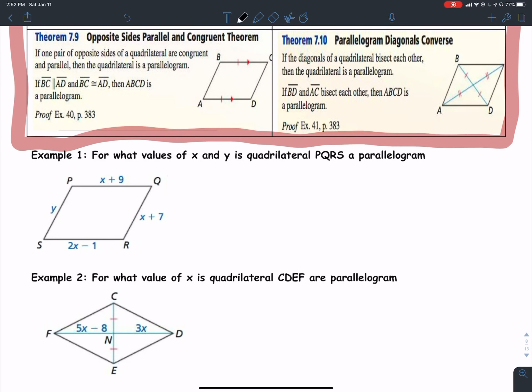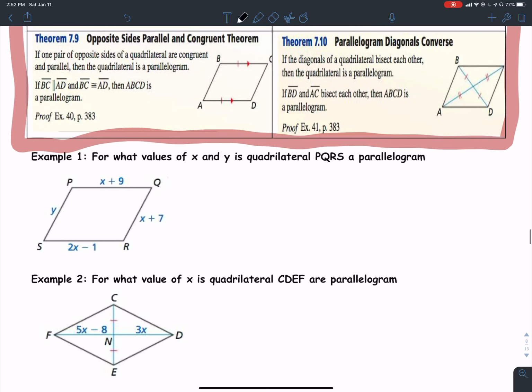Okay, so the first thing we're going to do, it says for what values of x and y is quadrilateral PQR a parallelogram. So we're just going to set these equal to each other. Let's go ahead and change this x to a y. All right, so here we go. We know in order for this to be a parallelogram, x plus 9 needs to equal 2x minus 1. And so we get subtract x. 9 equals x minus 1. Add 1. 10 equals x.